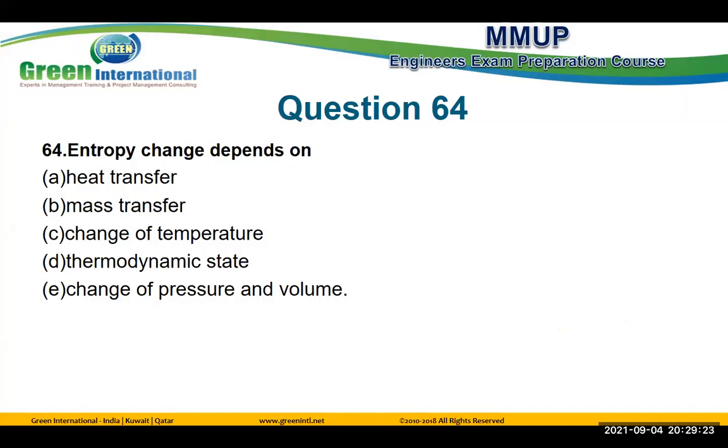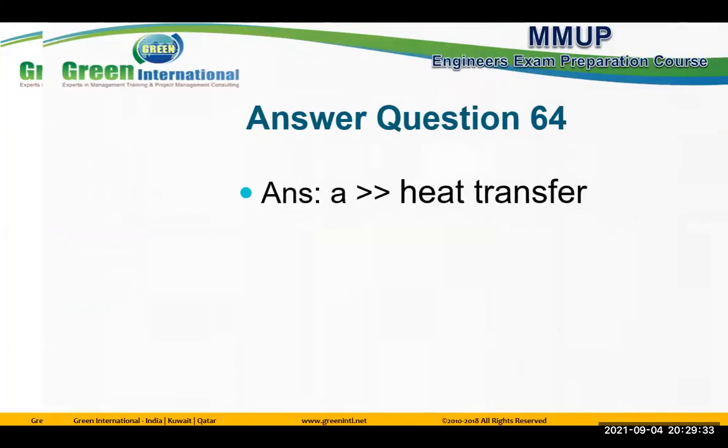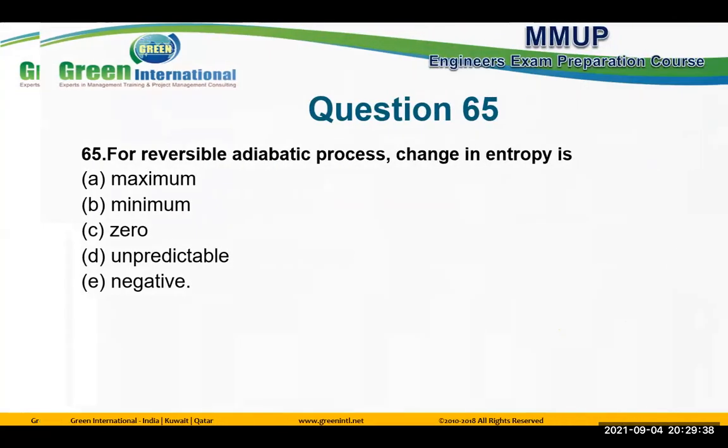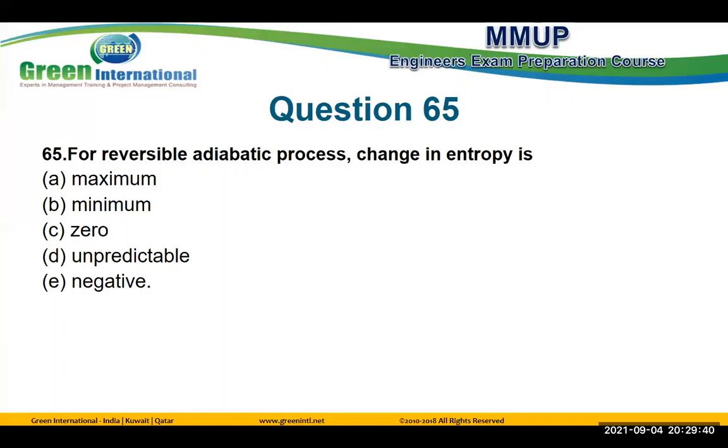Entropy change depends on heat transfer, not changing temperature. Heat transfer, yes. In a reversible adiabatic process, the change in entropy is 0, because they give you reversible and adiabatic, both. So it means isentropic, so the change in entropy is 0.